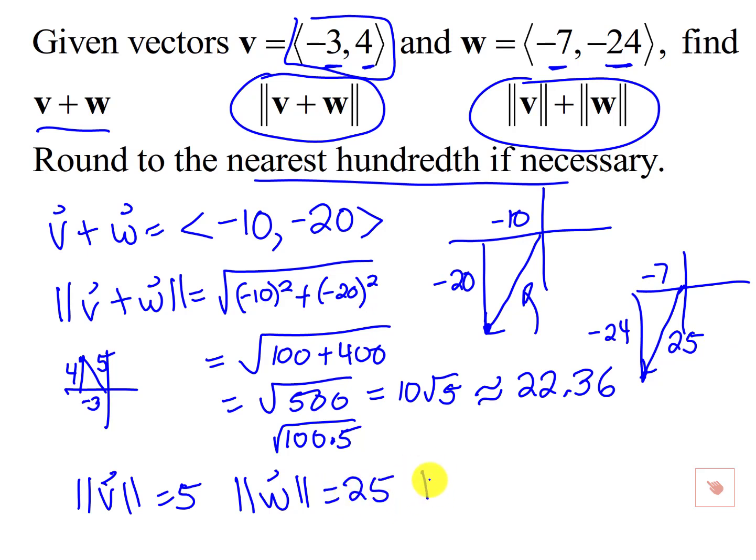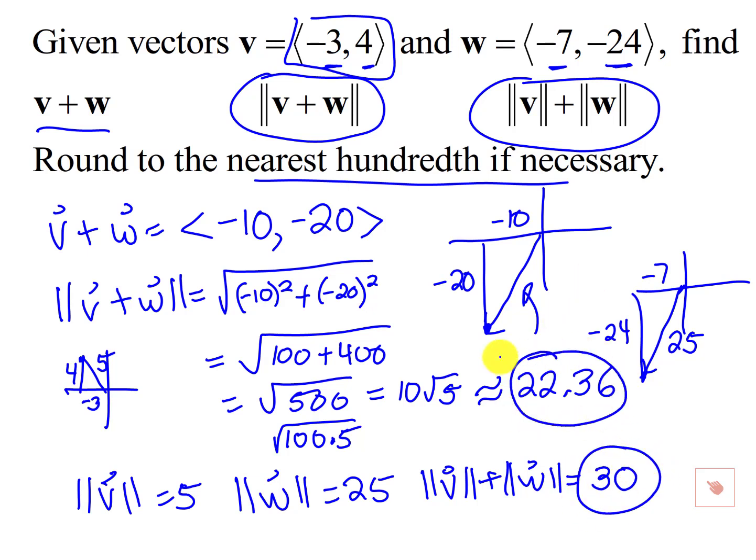So the final thing it wanted to know was those two added together, so we'll just take our two magnitudes and add them together. You can see that obviously adding them and then doing the magnitude gives you a different result than doing the magnitudes and then adding them.